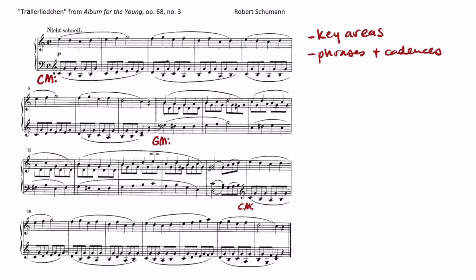With this in mind, we can go ahead and make a big form diagram with the large sections, like this. I'll go ahead and put in my key areas. Notice when I do this, I am using Roman numerals not to refer to a chord like we're used to doing when we do Roman numeral analysis of a piece, but rather I'm using Roman numerals here to show key relationships to the tonic key.